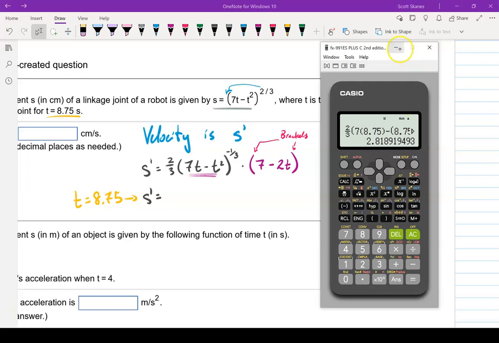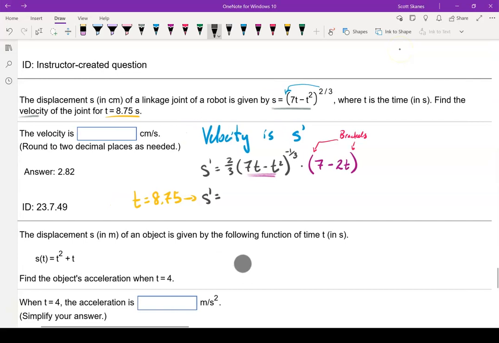Let's see how many decimal places it wanted. It wanted 2 decimal places, so 2.8189 is 2.82. What are the units? I guess it doesn't matter. Oh, it does say here centimeters per second, so 2.82 is all it wants, and it takes care of the units for you, which is very convenient. 2.82.